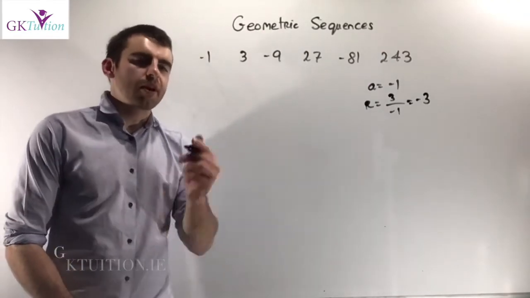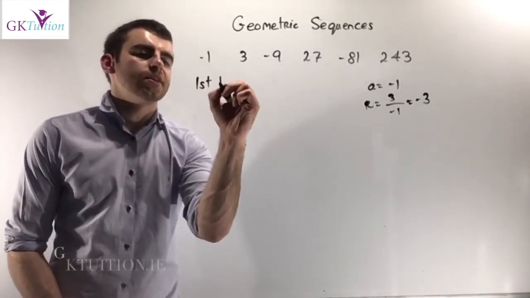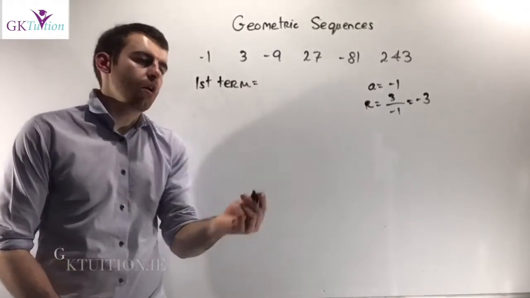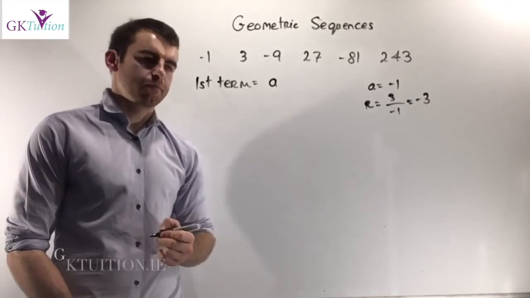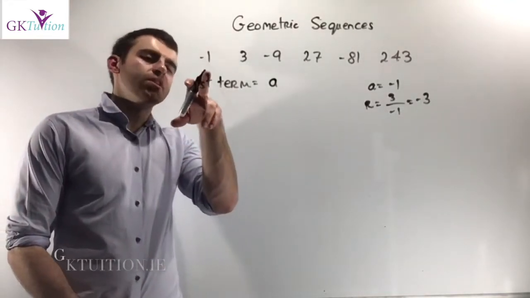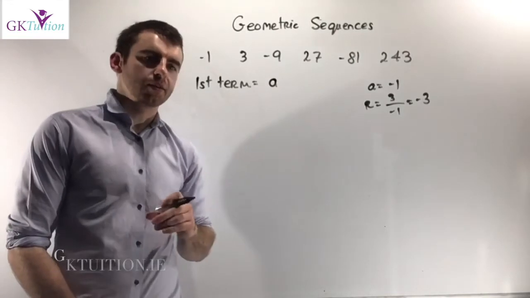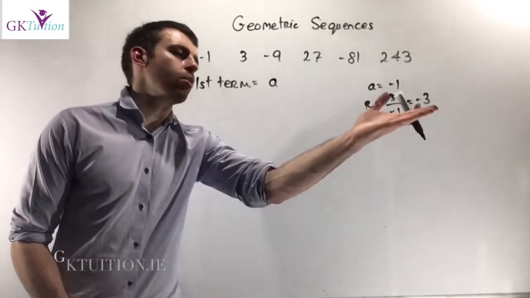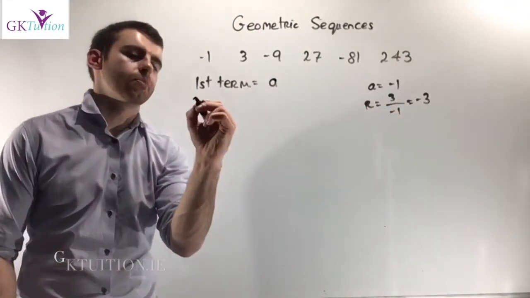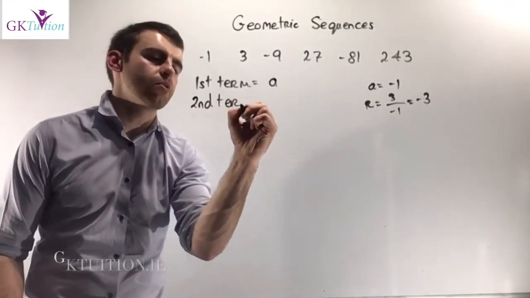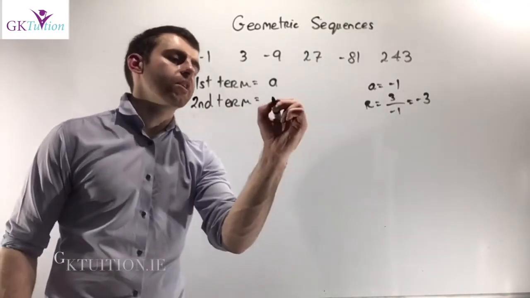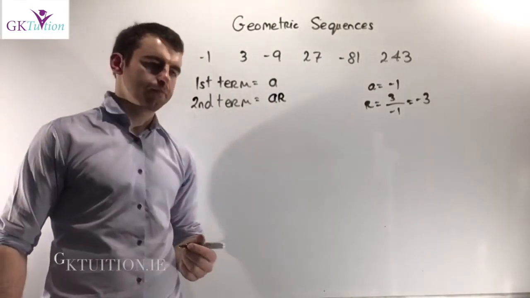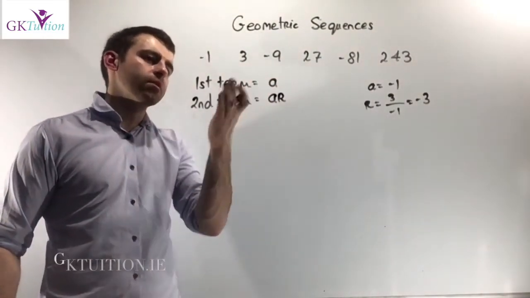So what I want you to think about now is something similar to what we did in arithmetic sequences. The first term in any geometric sequence is always just referred to as a. Now I want you to ask yourself, what do you do to the first term in order to get to the second term? In order to get to the second term here, I multiply by -3. Or in other words, I multiply by whatever the common ratio is. Which means that in any geometric sequence, the second term is always the first term multiplied by the common ratio, or a times r.